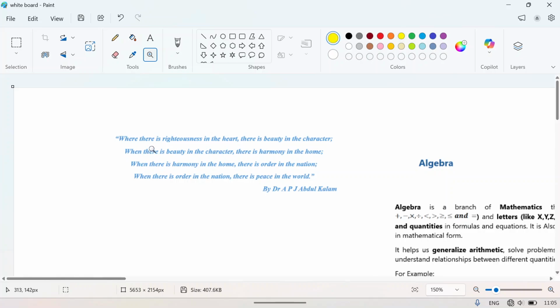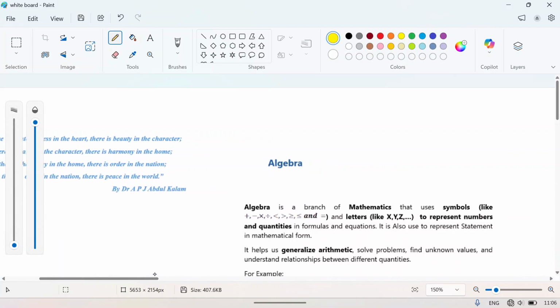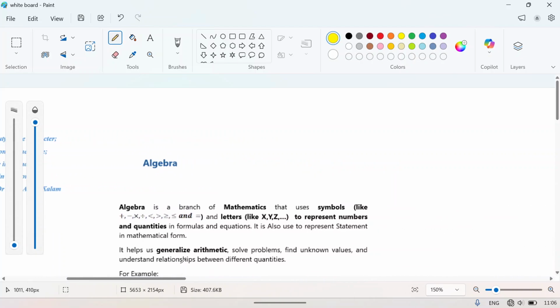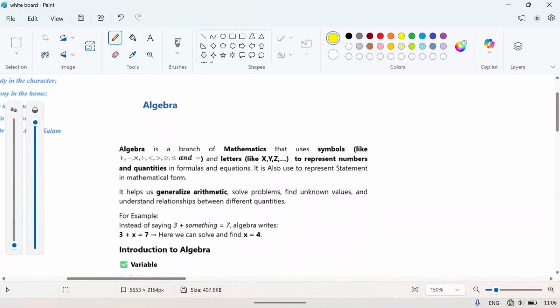First, where there is richness in the heart, there is beauty in the character. When there is beauty in the character, there is harmony in the home. When there is harmony in the home, there is order in the nation. And when there is order in the nation, there is peace in the world. Some good lines by Dr. APJ Abdul Kalam. So let's start our session with this good quote.